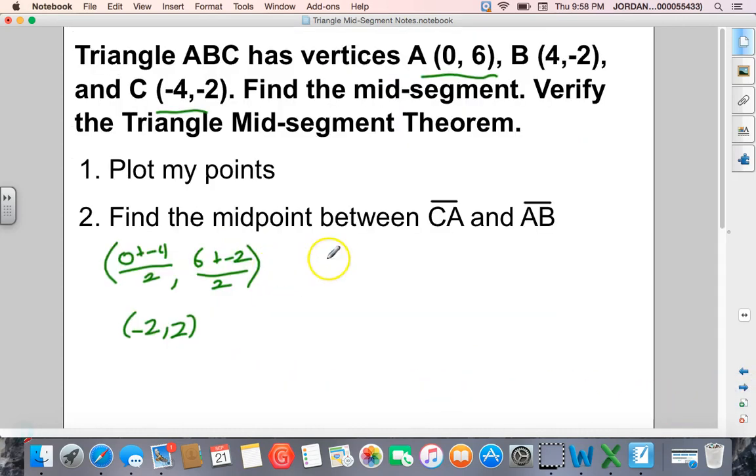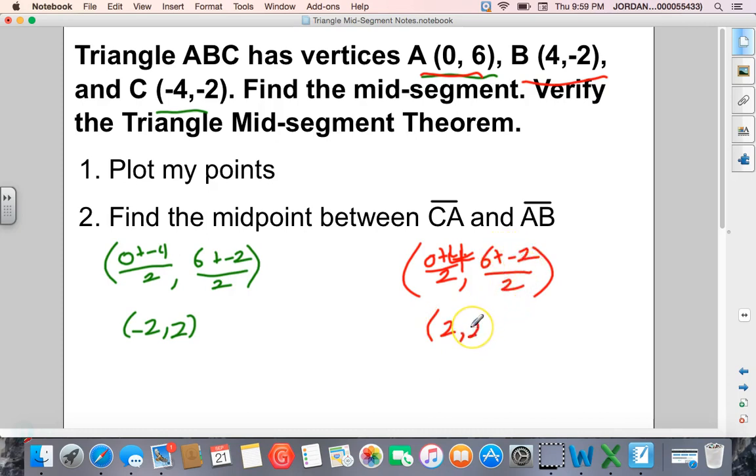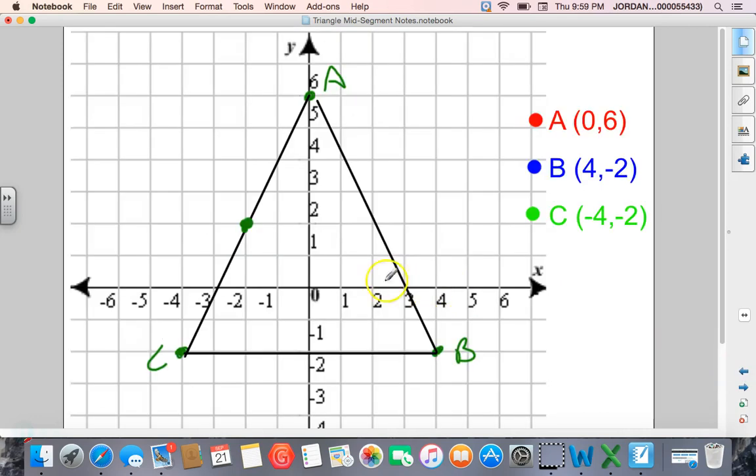I'm going to do the same thing for AB. So this time we're going to use the point A and the point B to find the midpoint. But do the same thing. We're going to add the x's, 0 plus 4 divided by 2, and 6 plus negative 2 divided by 2. Alright, you get the idea. So 0 plus 4 is 4, divided by 2 is 2. 6 plus negative 2 is again 4, divided by 2 is 2. So this midpoint is going to be at the point 2, 2.